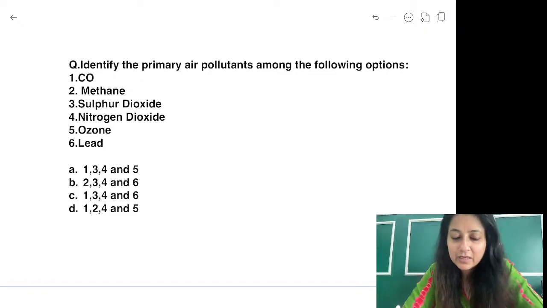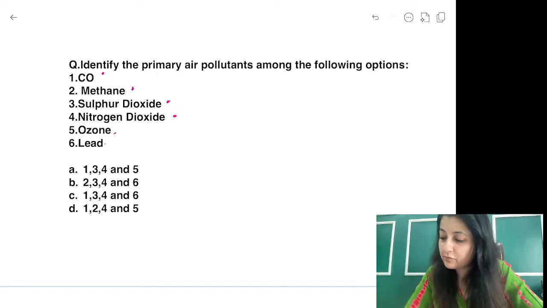What are the primary air pollutants? Carbon monoxide, methane, sulfur dioxide, nitrogen dioxide, ozone or lead. Most of you are writing option A, carbon monoxide. Okay, you're saying sulfur dioxide, nitrogen dioxide, and lead.